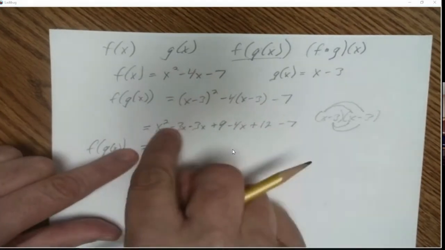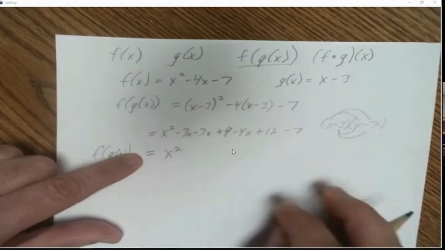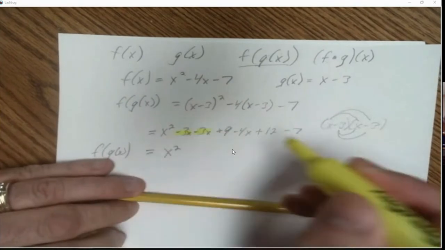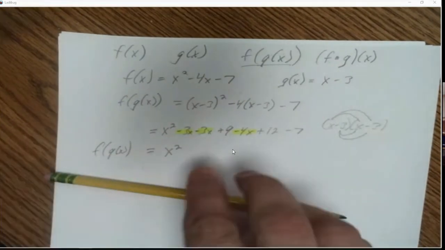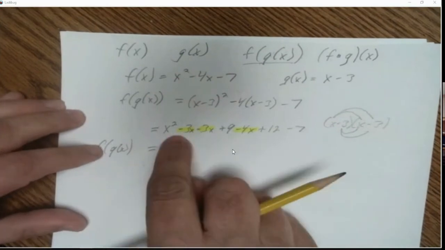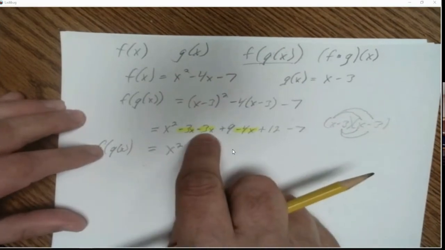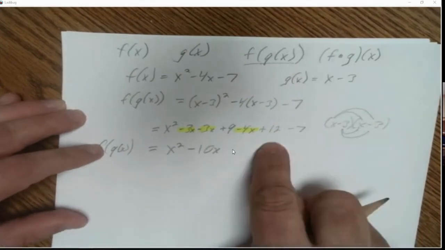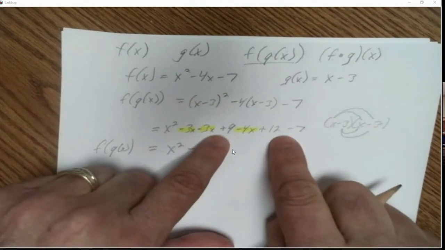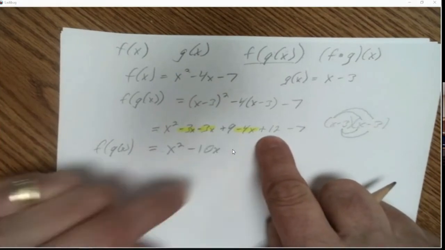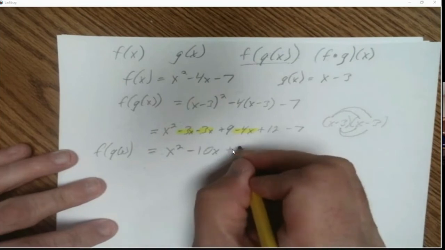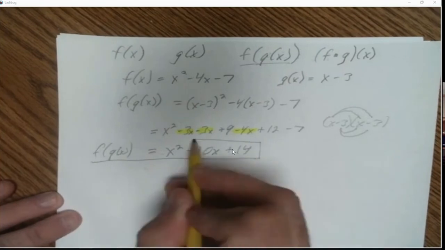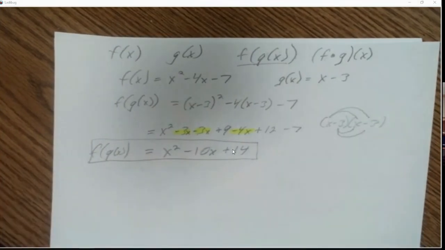There's only one x squared. How many x's do we have? Let's see. We got negative 3x, and negative 4x. So those all go together. They're all negative, so we just add them together. Negative 3 plus another negative 3 is negative 6. Plus a negative 4 is negative 10x. And then our constants. We got 9 plus 12, which is 21, minus 7. So this is what f of g of x equals.